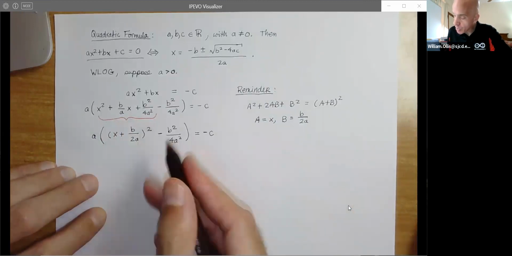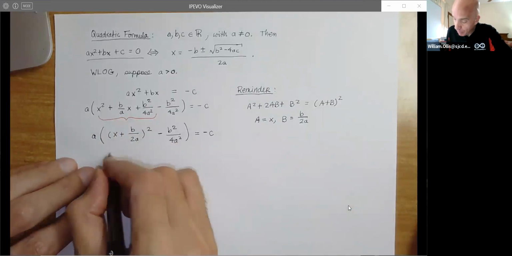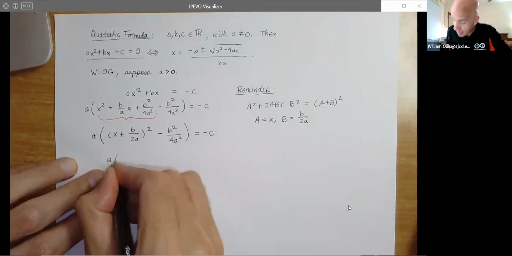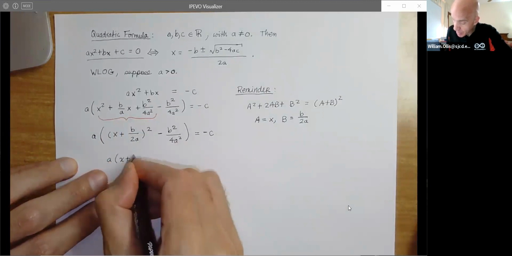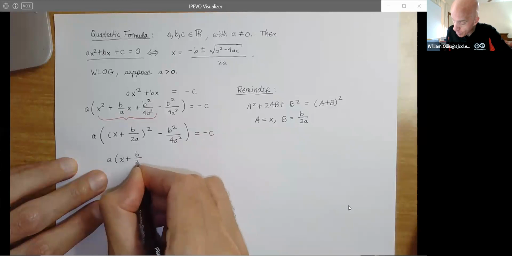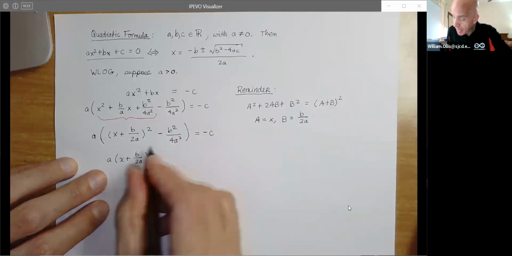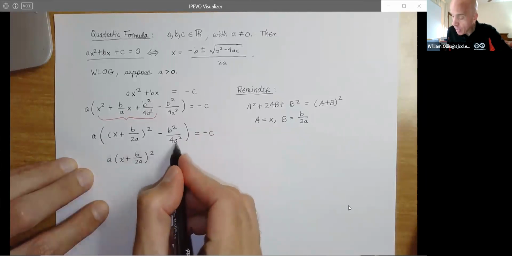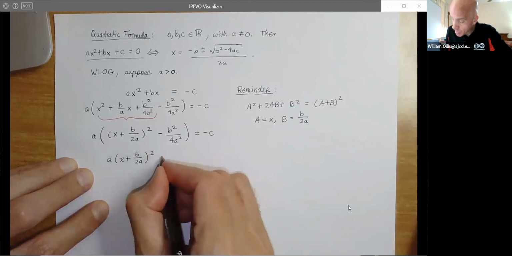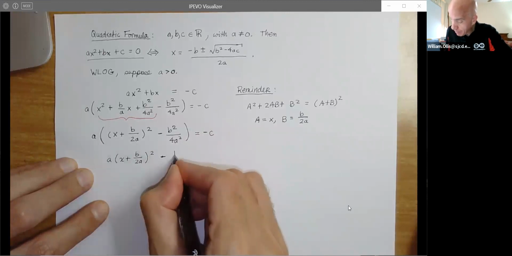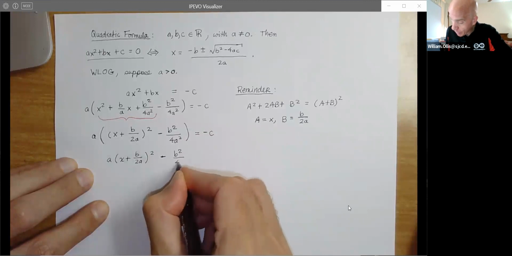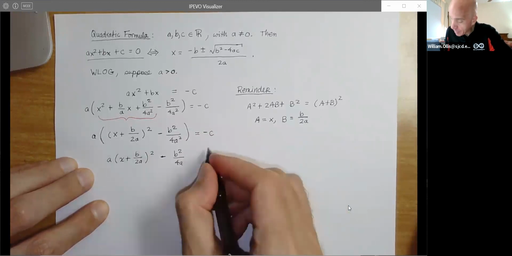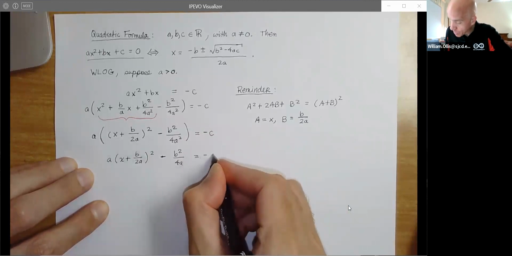Now we're good to go. Let's go ahead and multiply by A. So we get A times (X plus B over 2A) quantity squared. And now when we multiply by A here, that absorbs one of these A's. So we get minus B squared over 4A, and this equals the additive inverse of C.